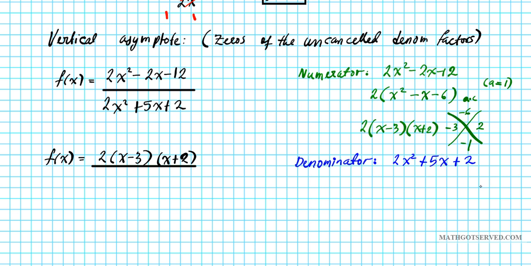So we have to proceed with the factorization of this. Now, since this is a quadratic trinomial, we're going to be using the x game again. AC goes on top, B goes on the bottom.